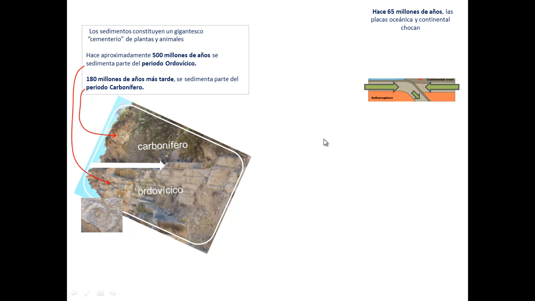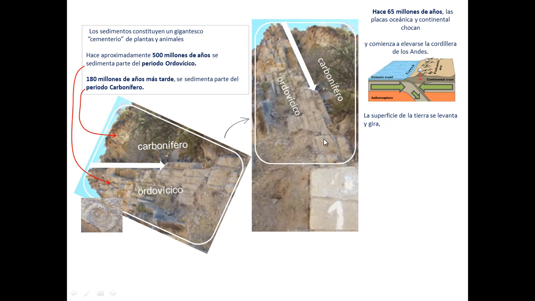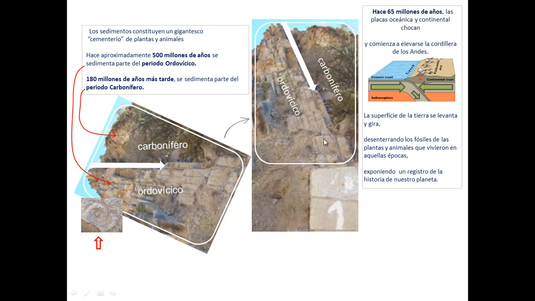So about 65 million years ago, the oceanic and continental plates collided like this. As a result, the Cordillera de los Andes, the range, started to rise, and the surface of the earth lifted and turned. So what many years ago was horizontal, you can now see almost vertical. The fossils of plants and animals that lived at that time were uncovered or lifted like this, exposing a record of our planet.